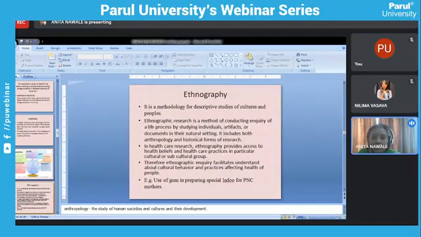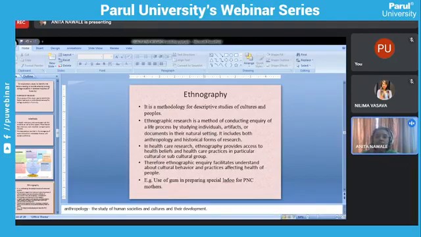Next we have ethnography. Ethnography is a methodology for descriptive studies of cultures and peoples. Ethnographic research is a method of conducting inquiry of a life process by studying individuals, artifacts, or documents in their natural setting. It includes both anthropology and historical forms of research. In healthcare research, ethnography provides access to health beliefs and healthcare practices in a particular cultural or subcultural group. Therefore, ethnographic inquiry facilitates understanding of cultural behavior and practices affecting the health of the people.